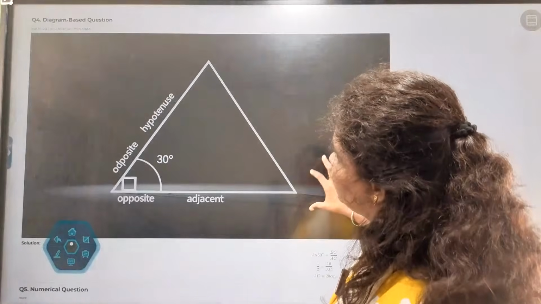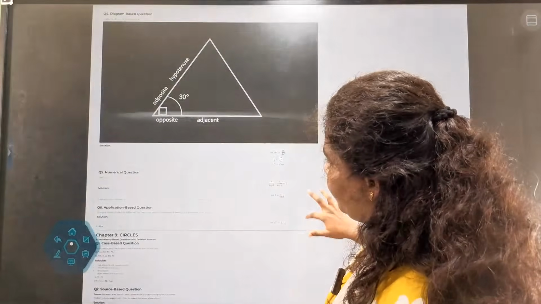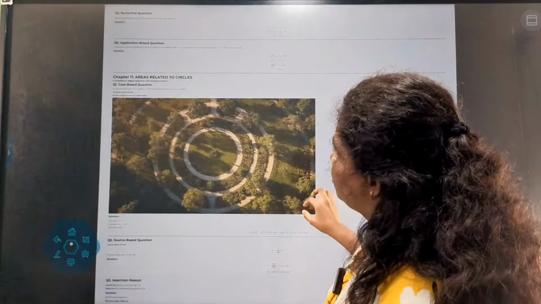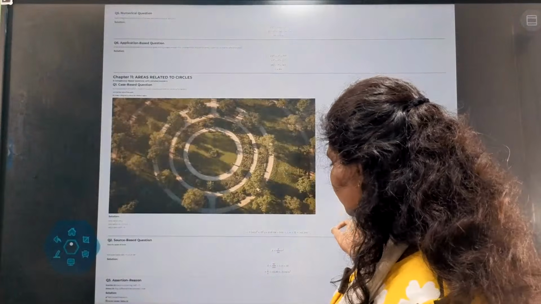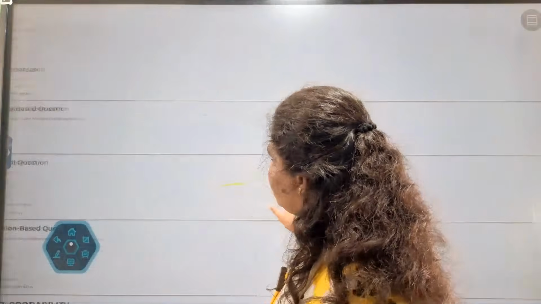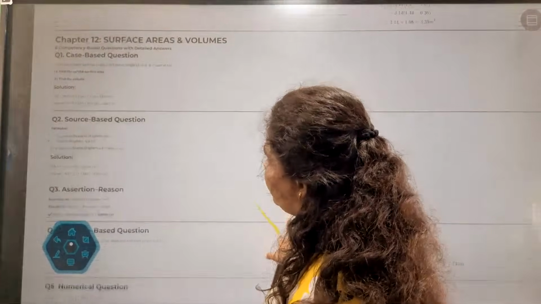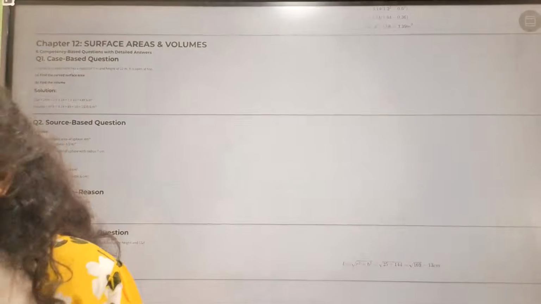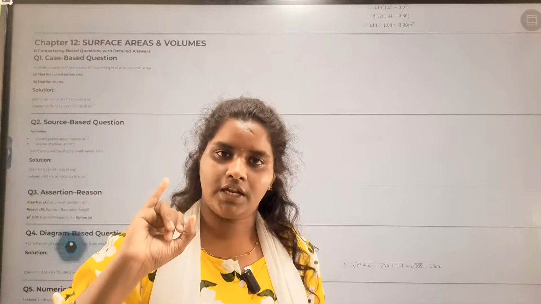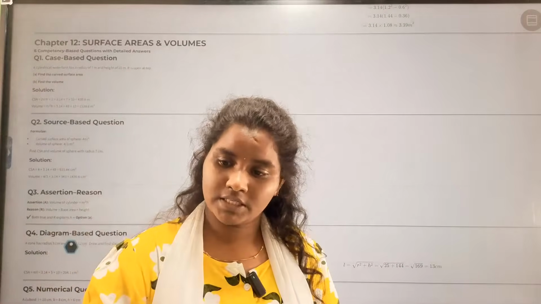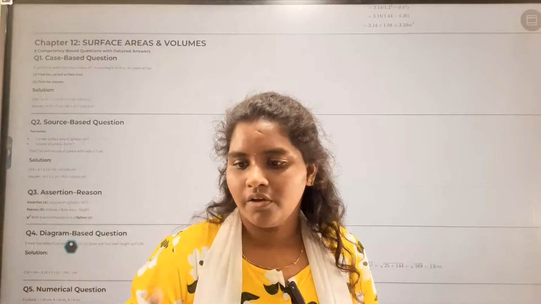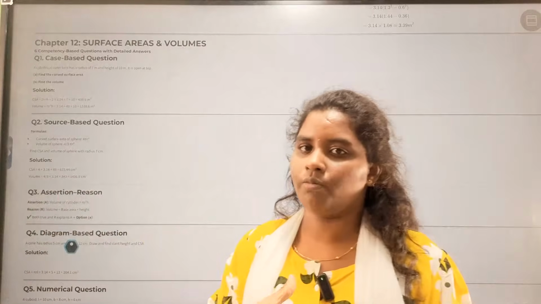So that's it. That's the diagram based question. Then we have the circle chapter, area related to circles, which is also easy, right? In area related to circles, we have major sector, minor sector, major segment, minor segment. So it's theta by 360 times 2 pi r or pi r square, like that. We have 4 to 6 formulas, right?